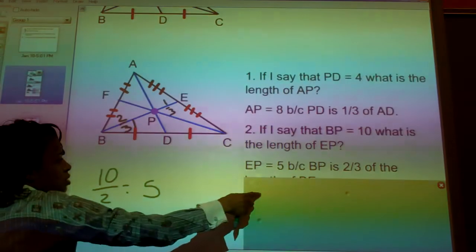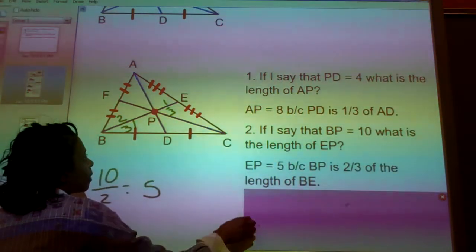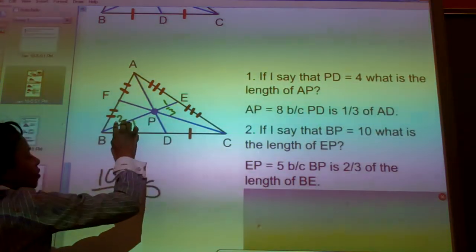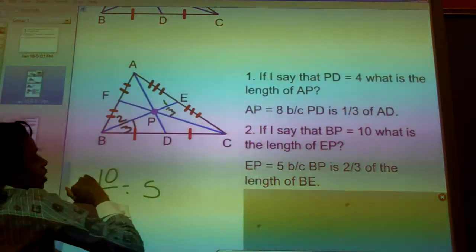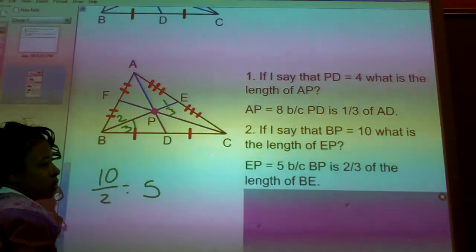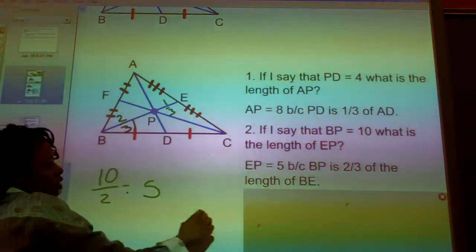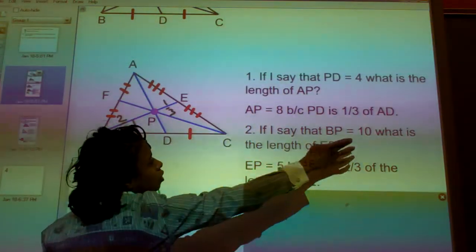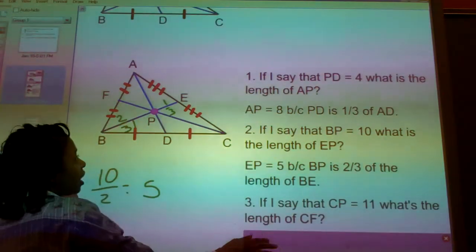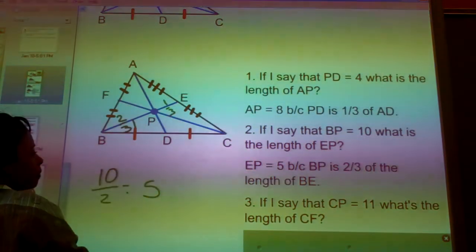I'm hoping this makes sense to you, because I'm dividing it into thirds. So 5, 10, 15 for the full length. If I ask for the length of BE, the full length of the entire segment is going to be 15. EP is 5, and BP was given to us as 10. And I believe I've asked about CP. Let's look at CP here.